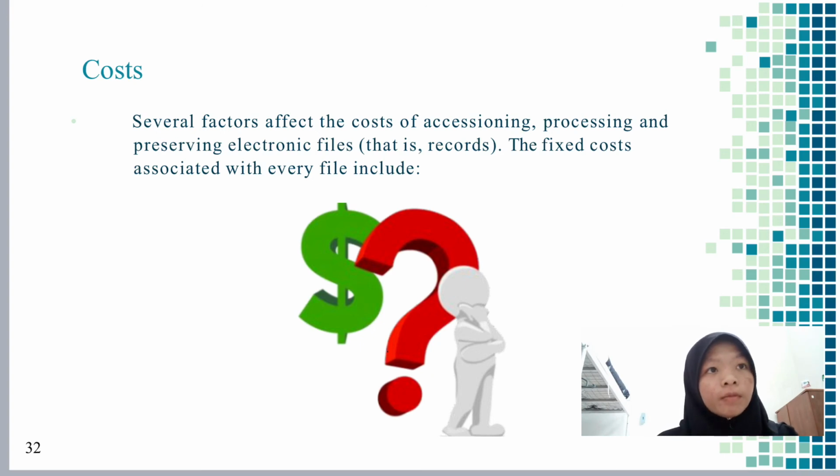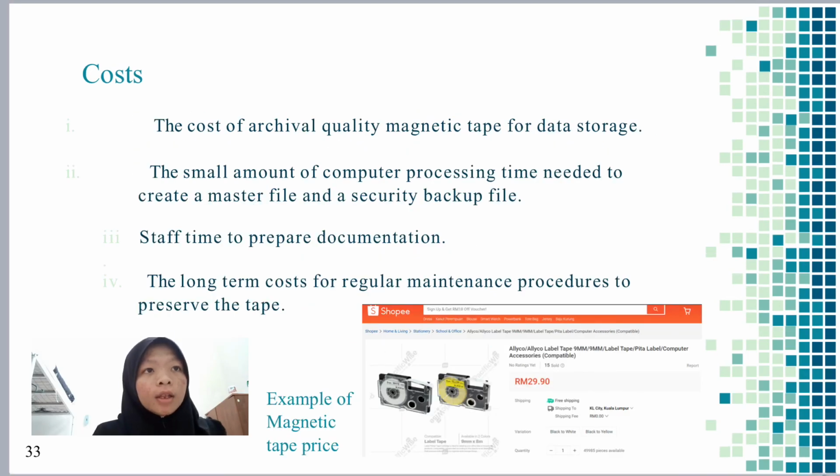And then several factors affect the cost of accessing, processing, and preserving electronic files. The fixed cost associated with every file. The first point, the cost of archivist quality magnetic tape for data storage. Macam contoh, cost untuk archivist macam quality magnetic tape untuk data storage. And then the next point is the small amount of computer processing time needed to create a master file and security backup, which is they need time to create a security backup and master file.